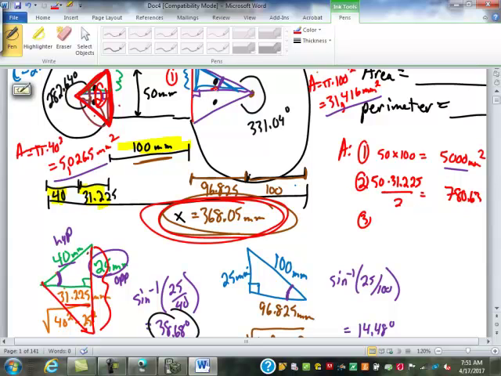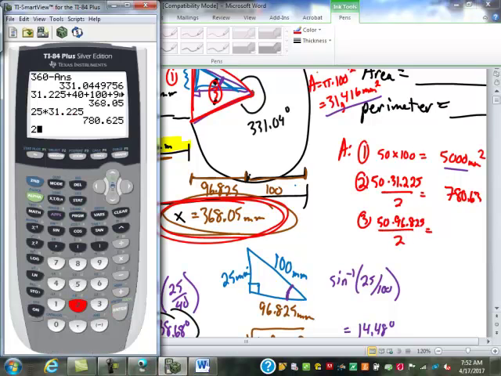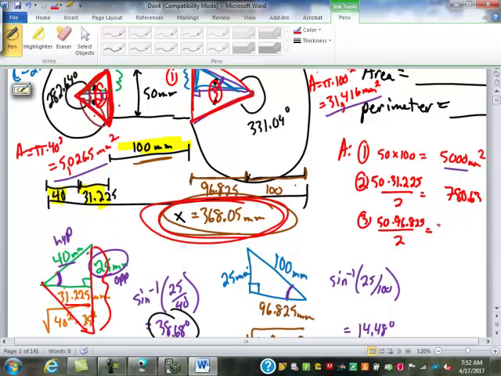Piece 3, I'm going to do this triangle over here. Again, I'm going to do the whole one. What are the dimensions on that one? 50 times what? 96.825 divided by 2. Gives us 2420.63.